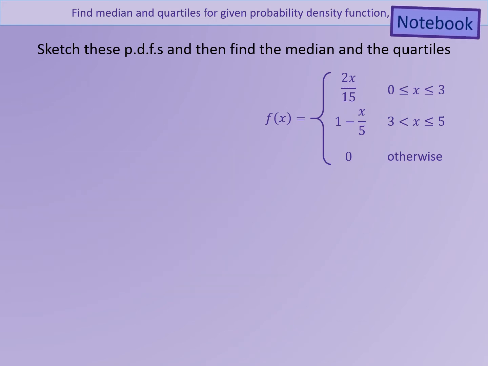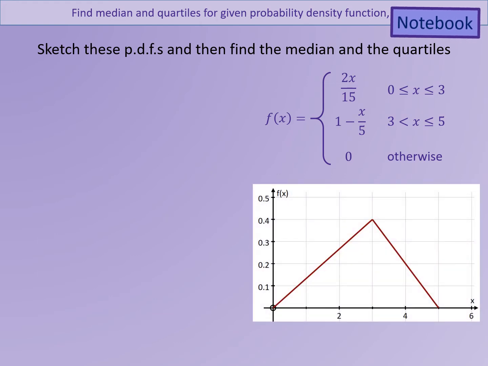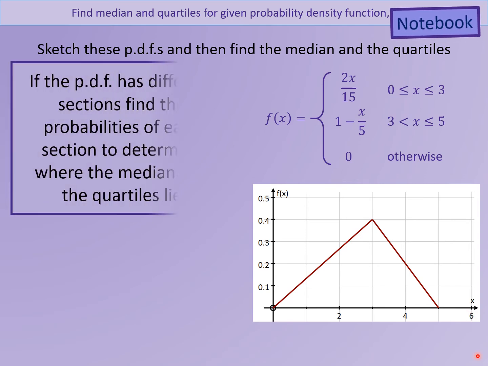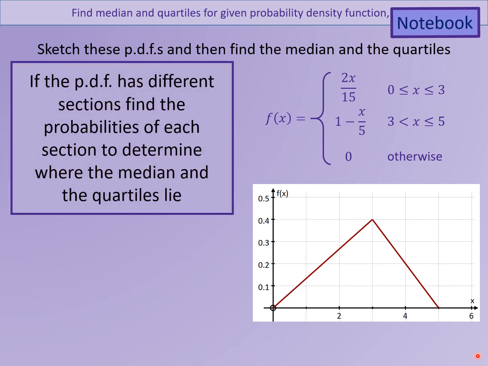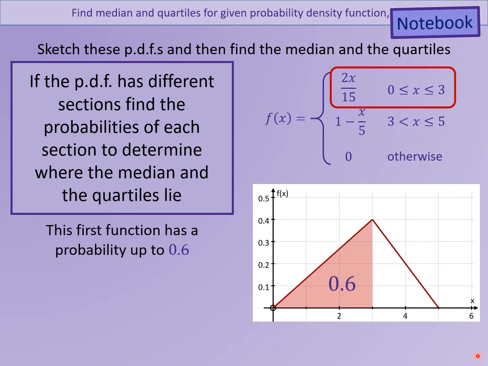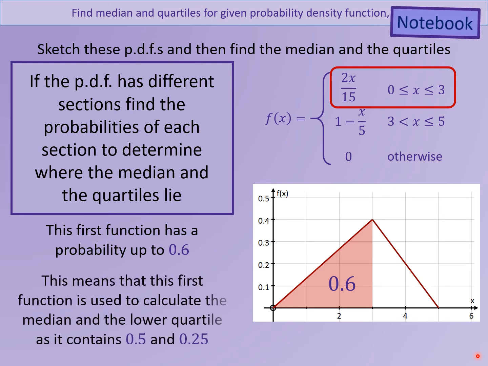For the second function, here we have a function made up of two straight lines. If the PDF is in different sections as it is here, you may need to determine which section the median and the quartiles lie in first before you continue with the calculation. So finding the area of the first section, we get 0.6. Therefore, we know that the lower quartile and the median will be in the first section of the PDF. We also know the upper quartile will be in the second section of the PDF.